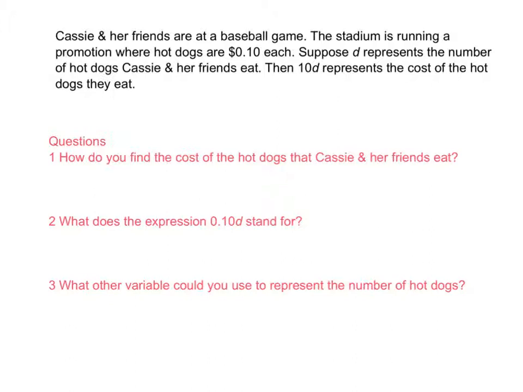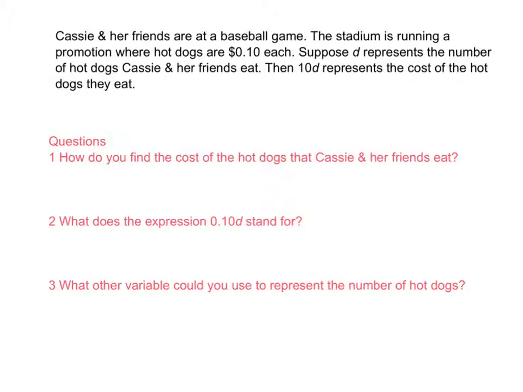What is the cost of the hot dogs? And what is the variable that was chosen for us to represent the number of hot dogs? Okay, if you think about that, then you know the answer to that question is 0.10 times D, where D means the number of hot dogs, and you're multiplying times the price, which was 10 cents.